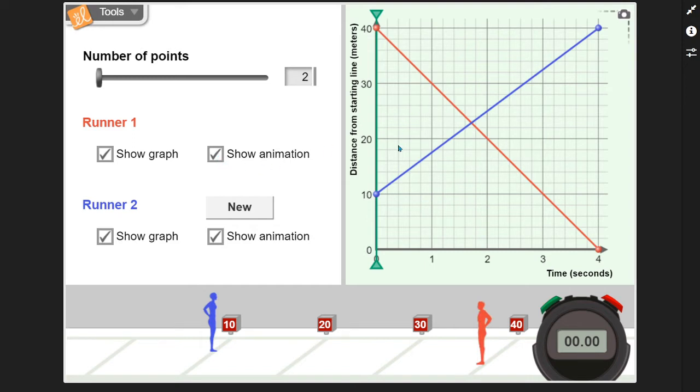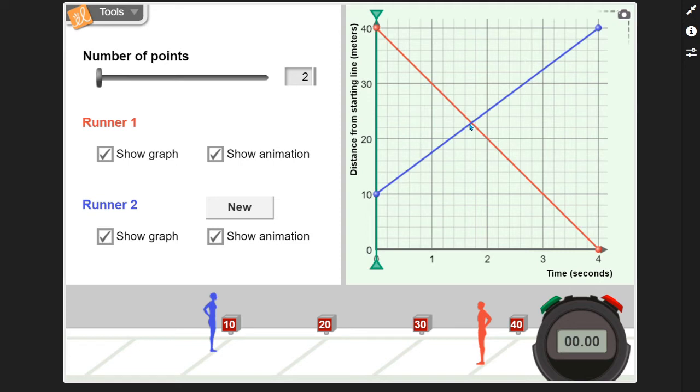Now, you should know, based on everything we've learned before, what the blue runner is going to do. The line is going up to the right, so the blue runner is going to run away from the starting line. What about the red runner? The line is going down to the right, and so the red runner is going to run toward the starting line. What do you think this point here means?